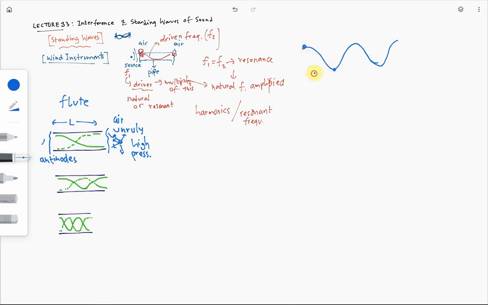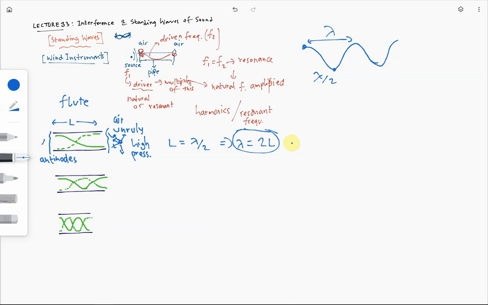So this is just half a wavelength, because a crest to a crest is one wavelength. This is just half a wavelength. So this whole length of the pipe for this first harmonic is producing a wavelength of lambda over 2. So the wavelength is actually twice L. This is the maximum wavelength for any harmonics produced.